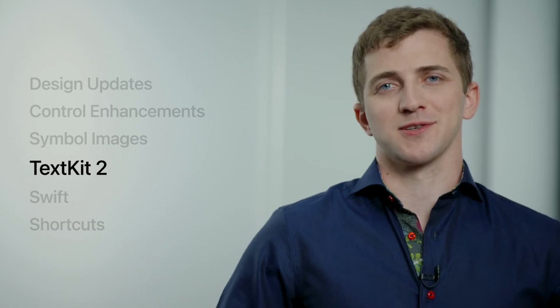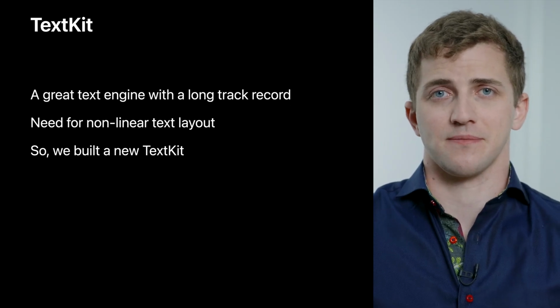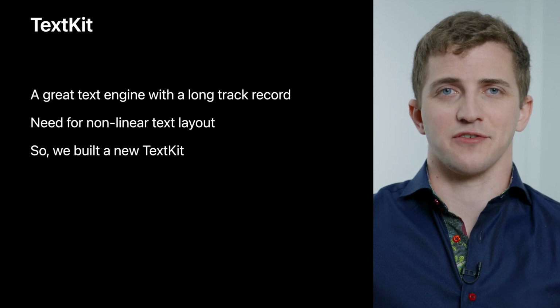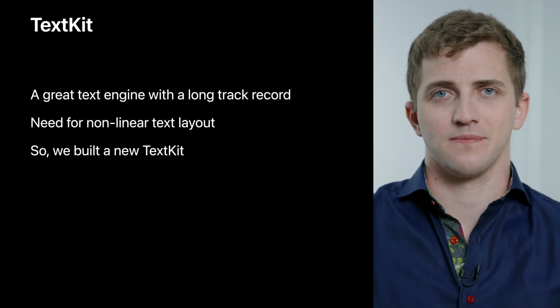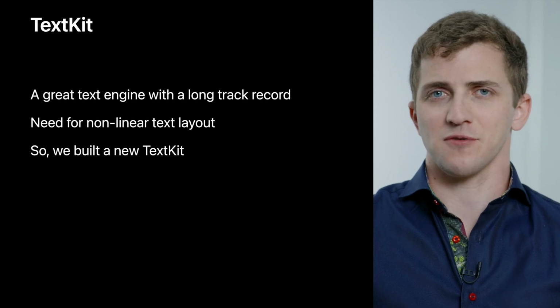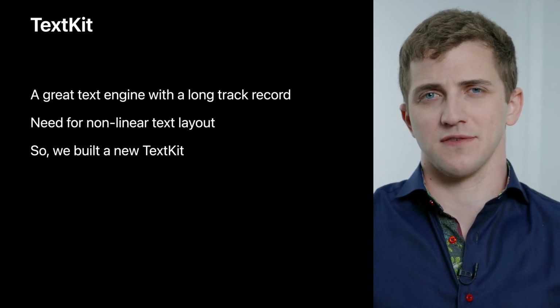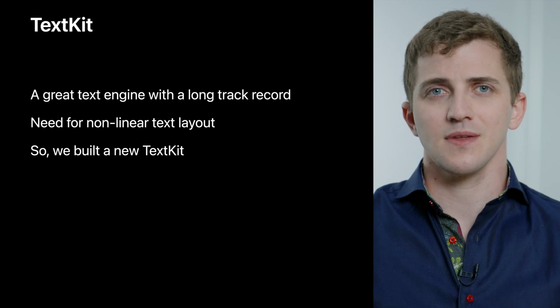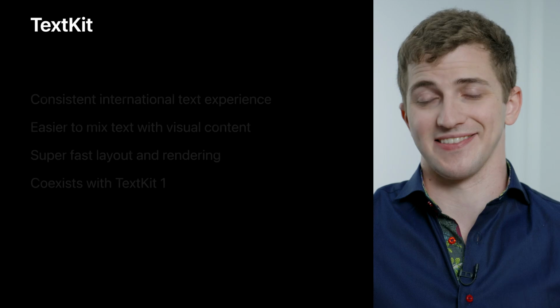macOS Monterey also features a huge update to the text system in the form of TextKit 2. TextKit is the text layout and rendering engine for all Apple devices, and it's a great text engine with a proven track record. TextKit is a linear text layout engine, which means that it typesets a block of text from beginning to end. As we've evolved our platforms and technologies, we found a lot of cases where nonlinear text layout would serve us much better. So, we went back to the basics and created a new version of TextKit, and that's TextKit 2.